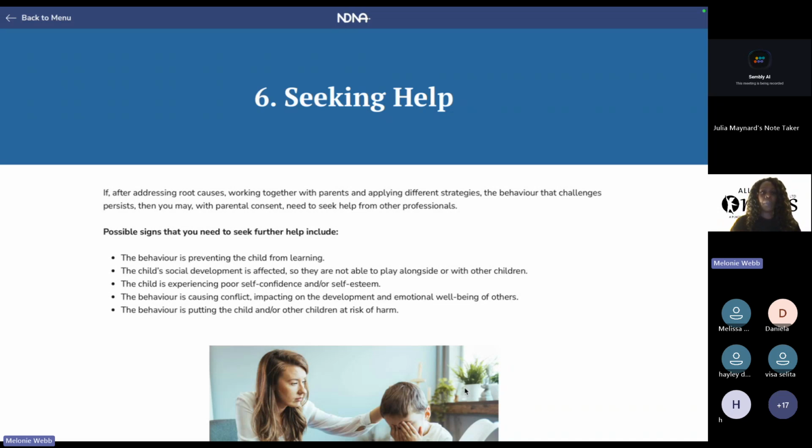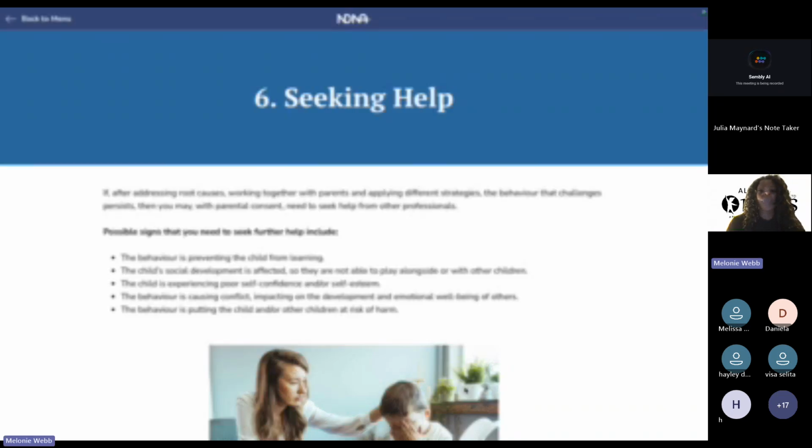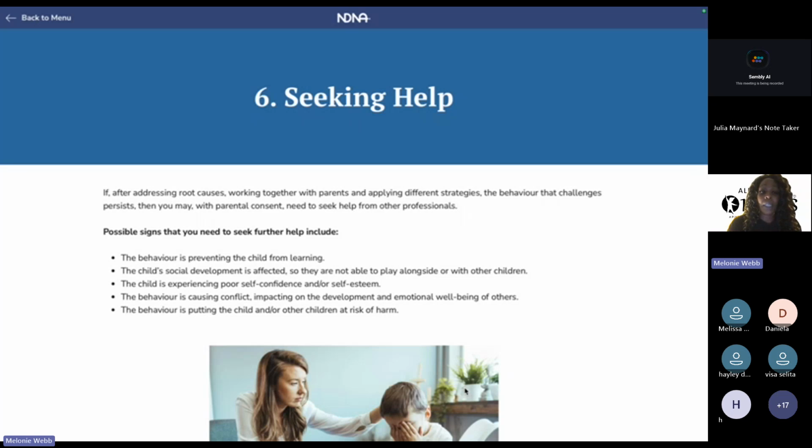Possible signs that you need to seek further help include behaviour preventing the child from learning, the child's social development being affected. So if they're not able to play alongside other children, if they're experiencing poor self-confidence and self-esteem, if the behaviour is causing conflict, impacting on the development and emotional well-being of others, and if the behaviour is putting the child or other children at risk of harm.